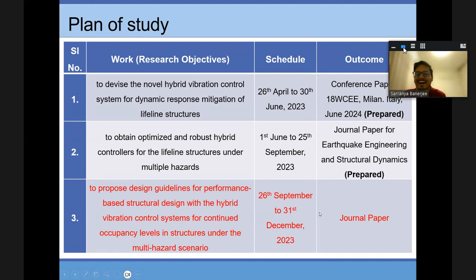So I have started this right now, so I don't think it will be completed by 1 month, but I will keep working on this. And by the end of the year, I think we can get one journal paper out of that.